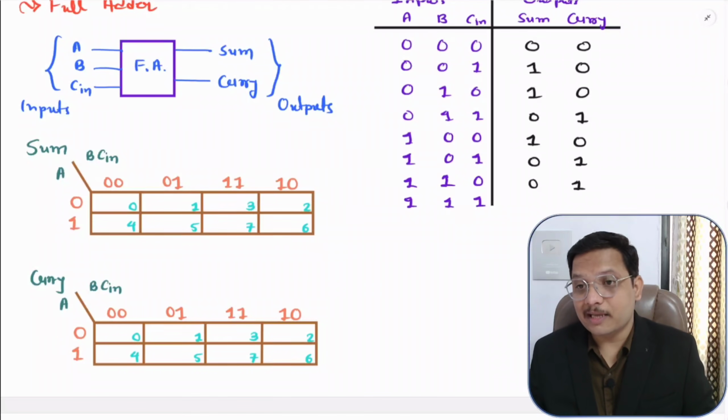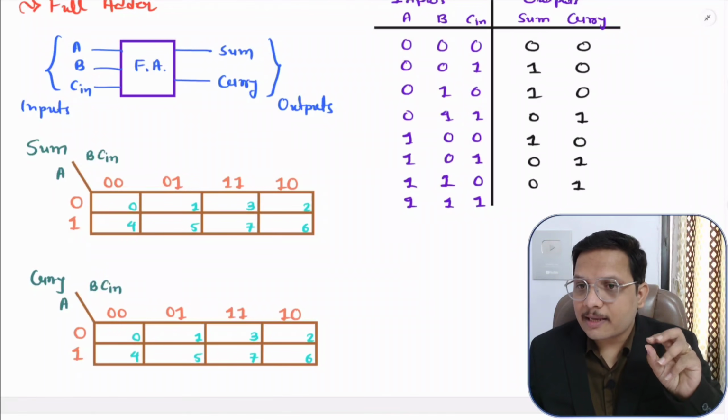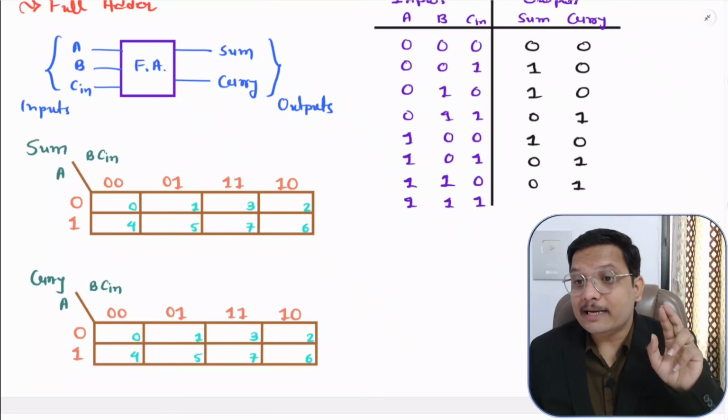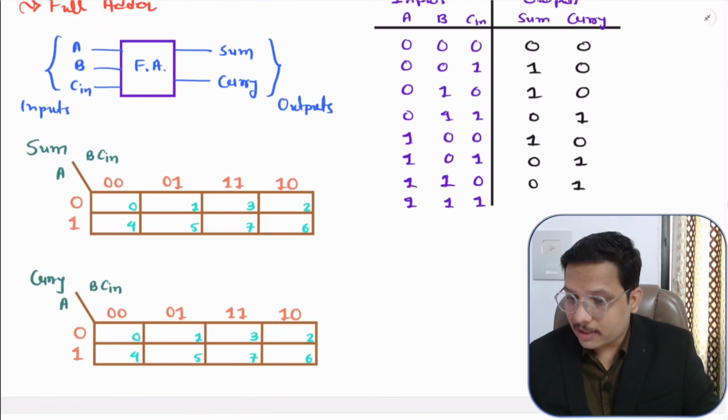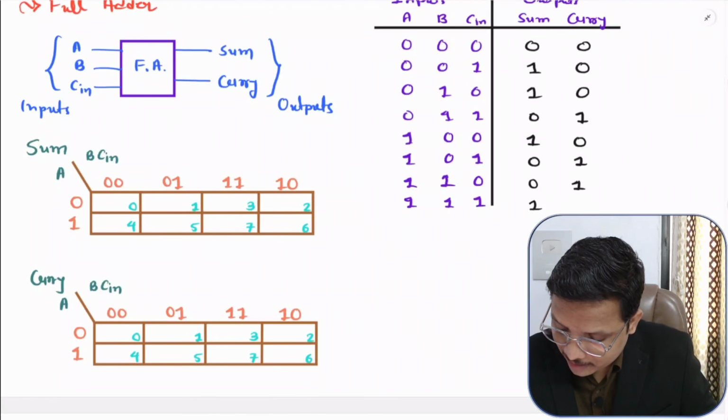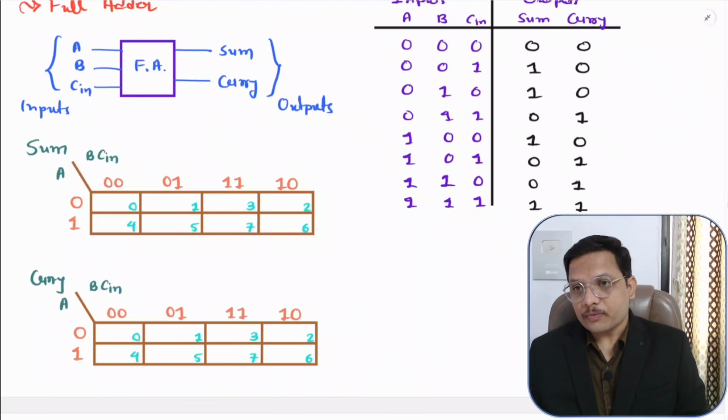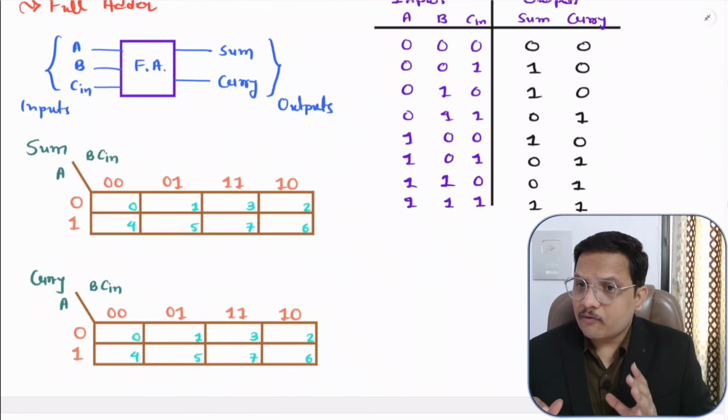Now 1, 1, 1 means 3. So in digital, 3 means 1, 1, right? So sum is 1, carry is 1. So here, sum is 1, carry is 1. That is how we can have the table of full adder.